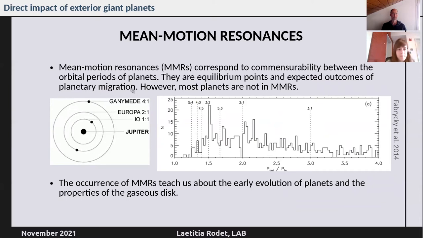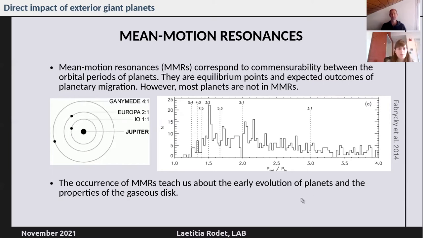but because we found some mean motion resonances in the solar system, especially the Galilean satellites, people have been studying this dynamics, and they found that there are equilibrium points. And as such, if you think that the formation history of systems involves large orbital migration, lots of planets should be in mean motion resonance because they would have been captured when they crossed mean motion resonances. However, it turns out that not a lot of planets are in mean motion resonance, which gives us some information on how the migration occurred in the early evolution of planetary systems.